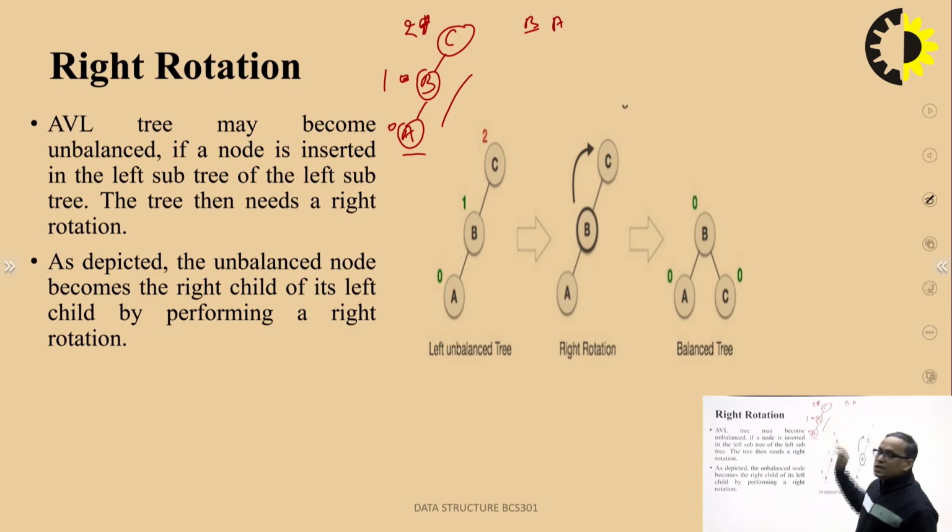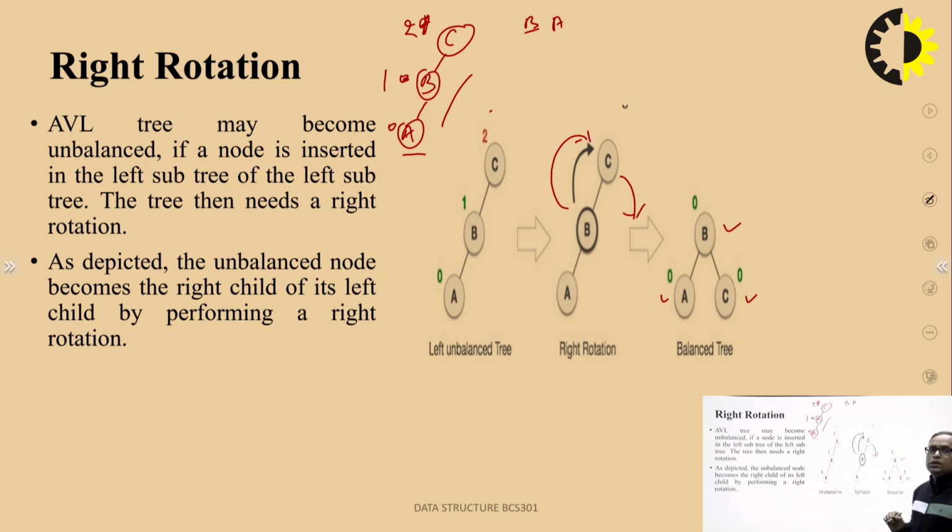So we will look in context to C. In context to C, A is inserted in the left of its left subtree. Its left subtree is B, and A is inserted in the left of B. So here we need to perform the right rotation. In case of right rotation, we rotate the tree in the clockwise direction, like this. What will happen? Now B becomes the parent, A becomes the left child and C becomes the right child. So the balance factor of A is 0, the balance factor of C is 0, and the balance factor of B is 0.